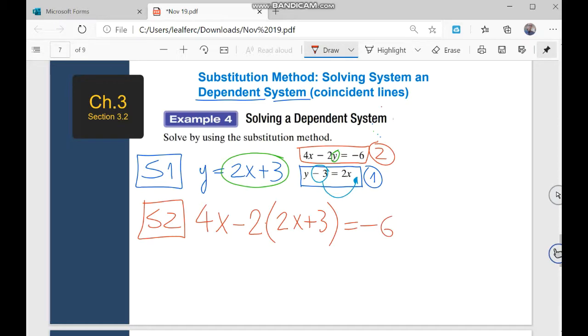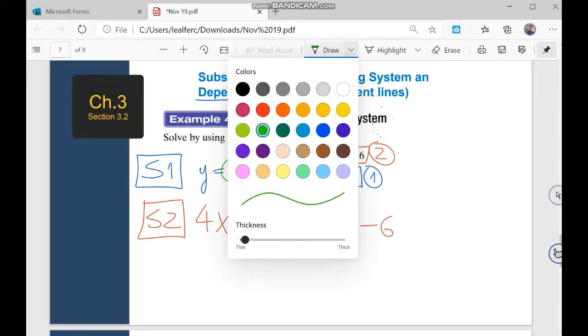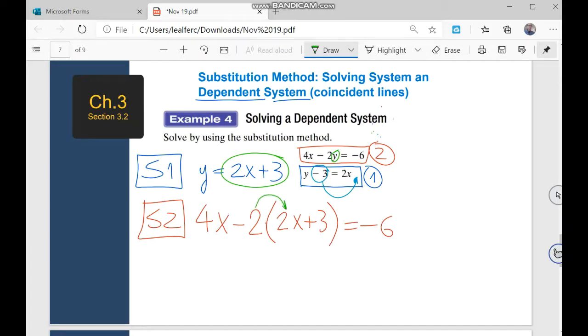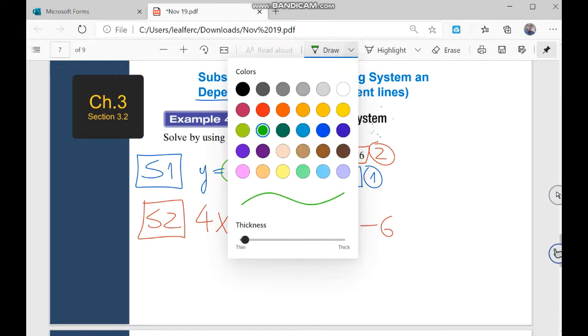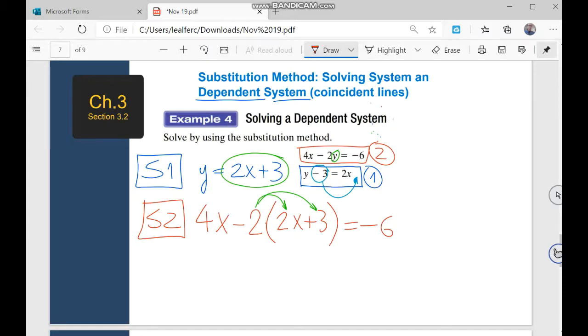To conclude step number 2, apply the distributive property, combine like terms, and then you're going to finish step number 2. So repeat, 4x minus 2 times 2x is 4x, -2 times +3 is -6, equals -6. And this is interesting because we can simplify. 4x minus 4x is 0. Then you're going to find -6 equals -6.